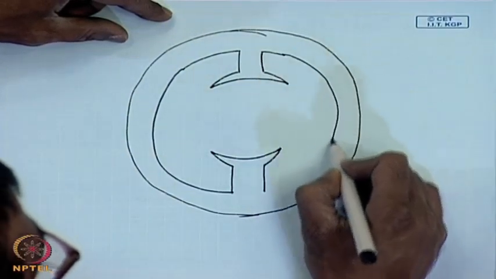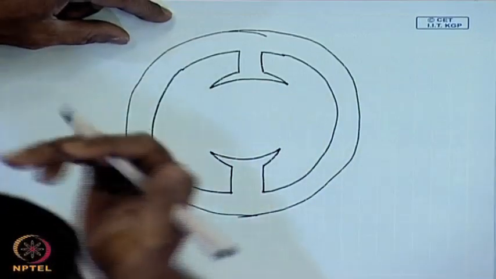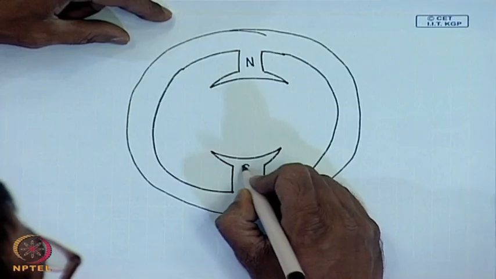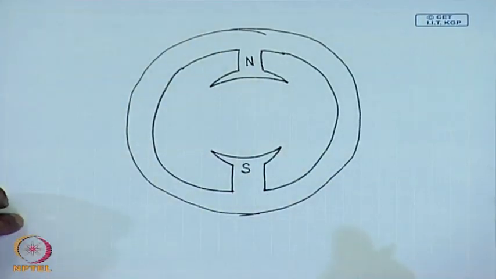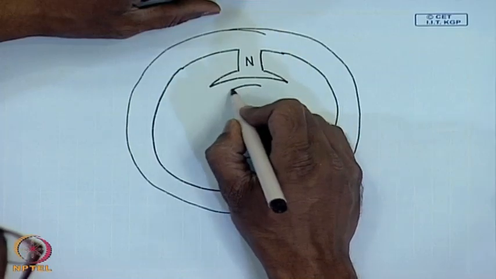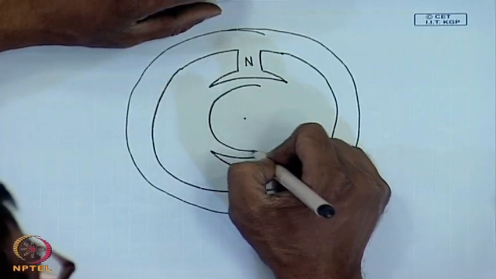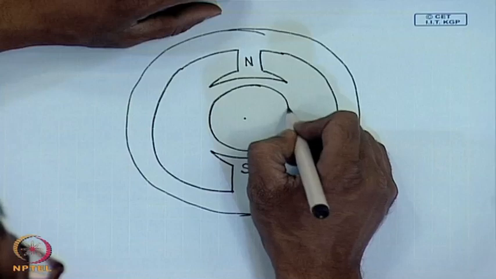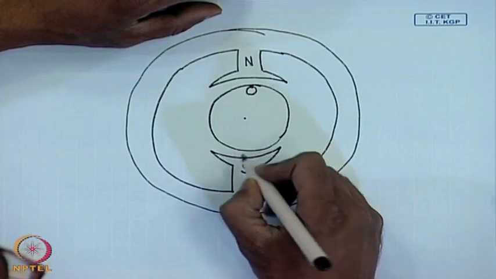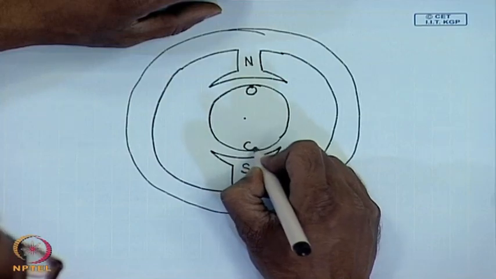Which are either permanent magnet or electromagnet. Let us say this is north pole and this is south pole. Inside we have a cylinder carrying an electromagnet. Let us say for simplicity it is made up of only one coil.